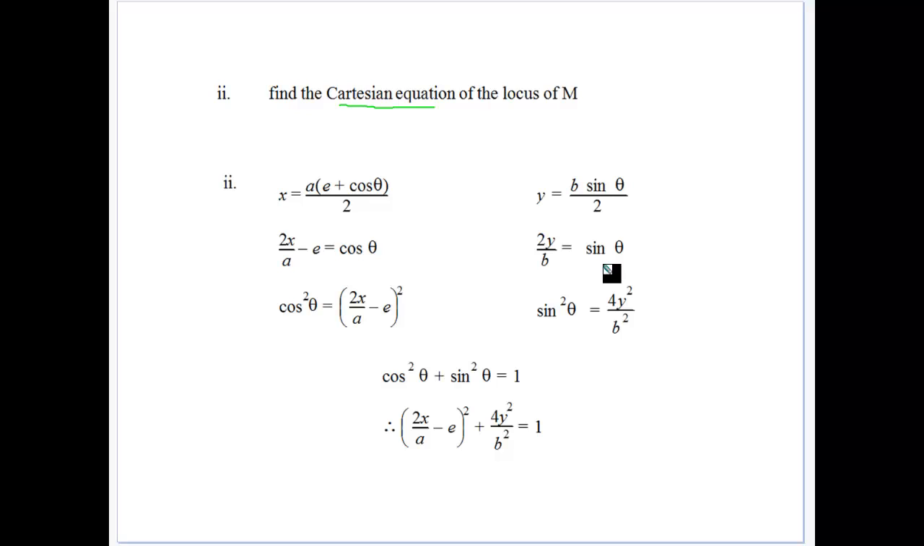So the trick here is, how do we eliminate theta and get x in terms of y? Well, the trick is to square both sides. So square everything here, and we get cos squared theta equal to (2x on a minus e) squared, and sine squared theta is 4y squared on b squared. Now we know from the 2-unit course that cos squared theta plus sine squared theta is equal to 1. There's our relationship. So we get (2x on a minus e) all squared plus 4y squared on b squared equal to 1.